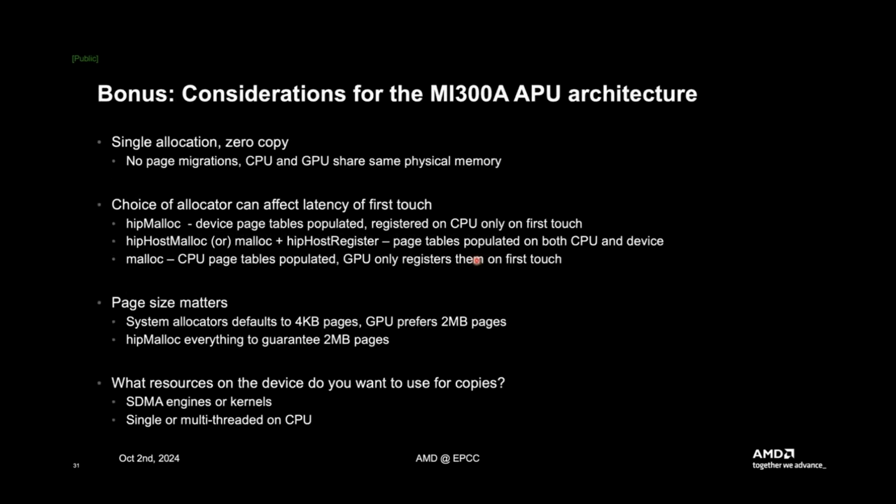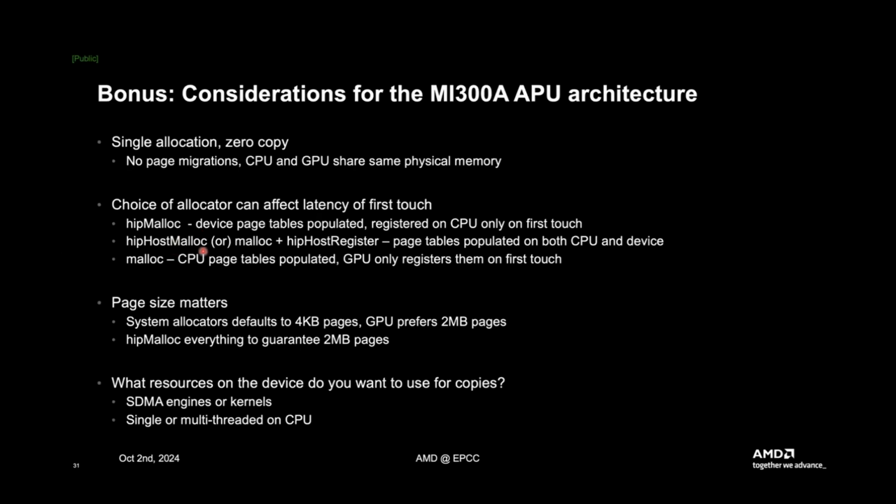On the MI300A architecture, there are some things that we'd like you to have in mind. There are no page migrations. GPU and CPU are sharing the same physical memory, so one allocation is sufficient. The choice of allocator can affect latency of first touch. Let's say you have allocated using the device memory allocator. What happens when you use hipMalloc is that the device page tables are populated, and when the CPU touches that piece of memory, those page tables on the CPU side are populated only on first touch. So there may be a latency that is visible there.